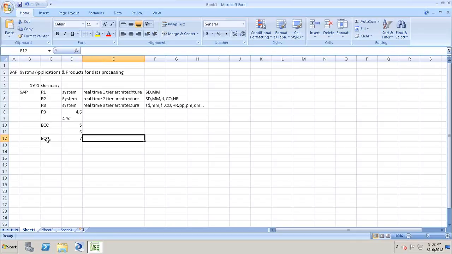I have used a word called ERP. SAP ECC is an ERP package. ERP stands for Enterprise Resource Planning.